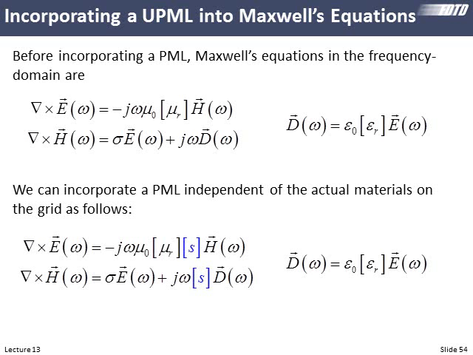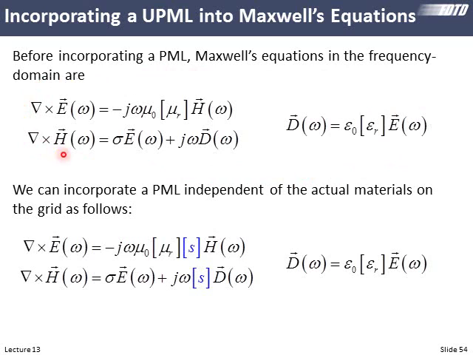So how do we incorporate this into Maxwell's equations? One thing that kind of gums up the works here is that we want to pull off our D equals epsilon E, our constitutive relation. And so we have to incorporate our PML a little bit differently. But this is our starting point, Maxwell's equations.